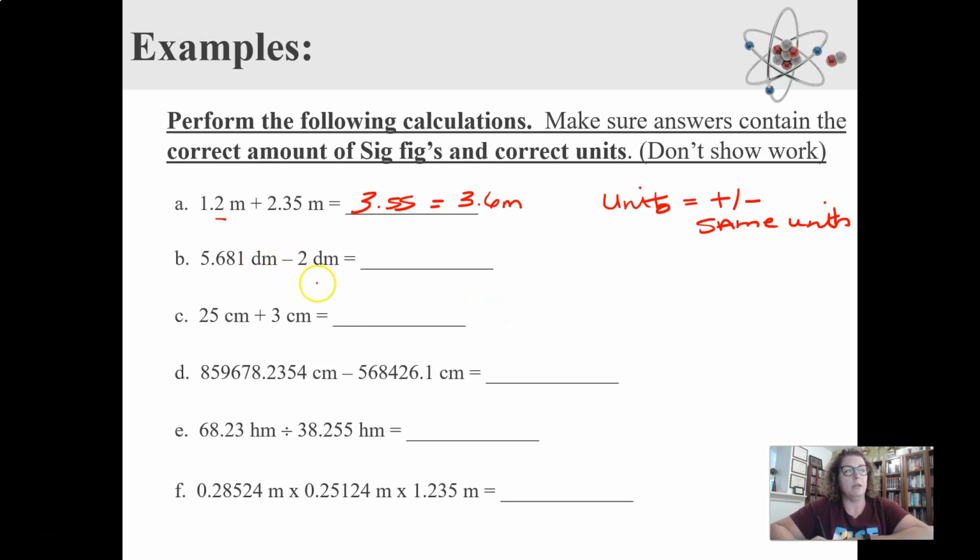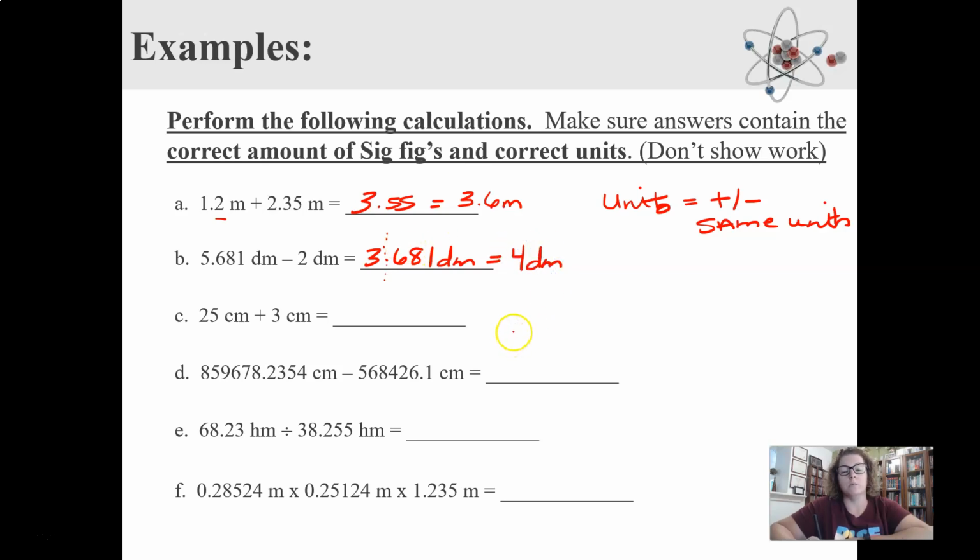dm is called decimeter, and I have 5.681, and I'm going to subtract just 2. So for this one, I don't need anything after the decimal because this number 2 doesn't have anything after the decimal. So the calculator says 3.681, and I have decimeters minus decimeter, but I need nothing after the decimal. So I'm going to cut it right there, but that number 3 is followed by a 6, so I need to round that 3 up to 4.